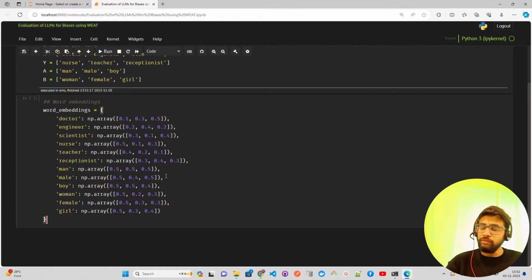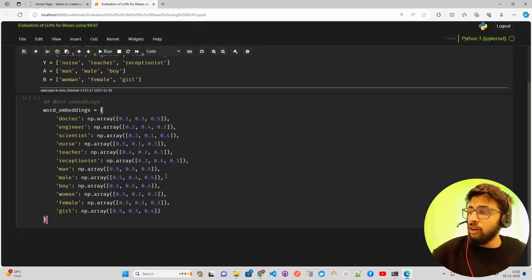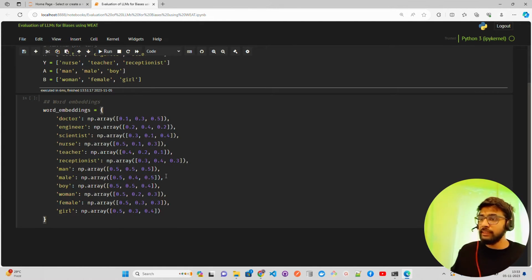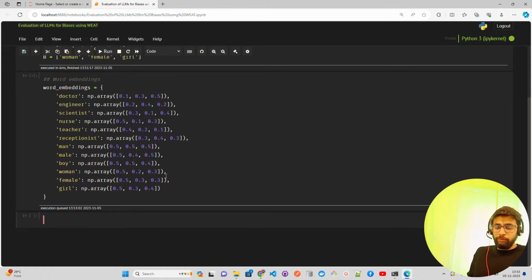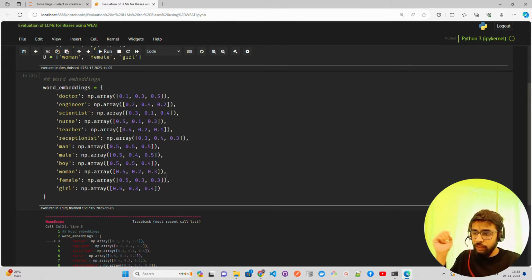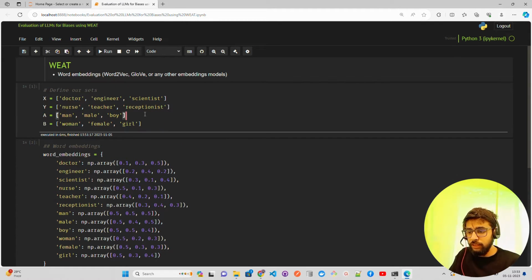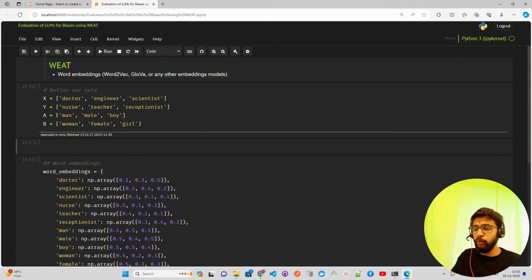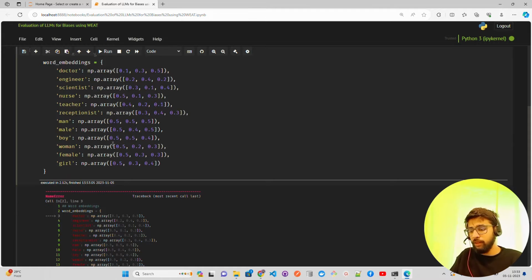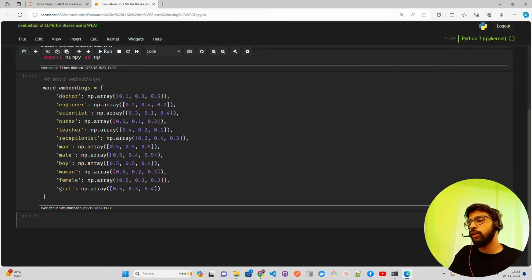Now we're going to write a couple of functions, cosine similarity, etc. First, let me run these word embeddings. What happens? Name np is not defined. Okay, let me just add import numpy as np here. Now this is going to be fine.